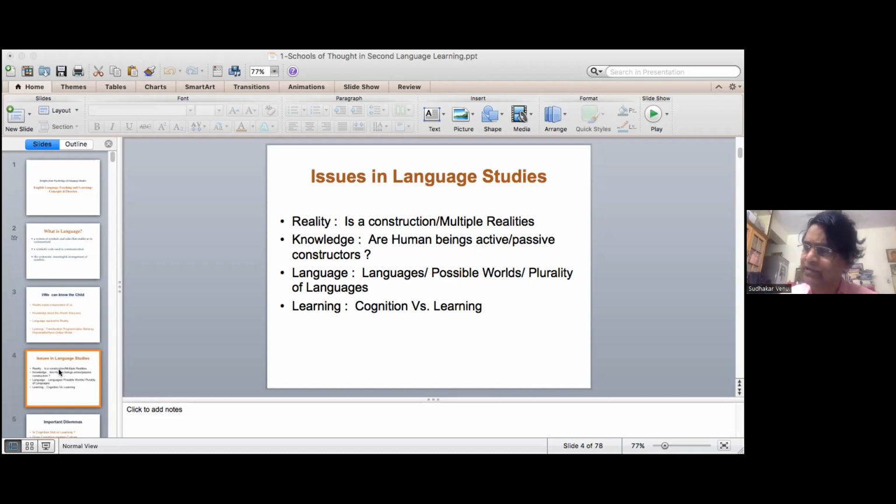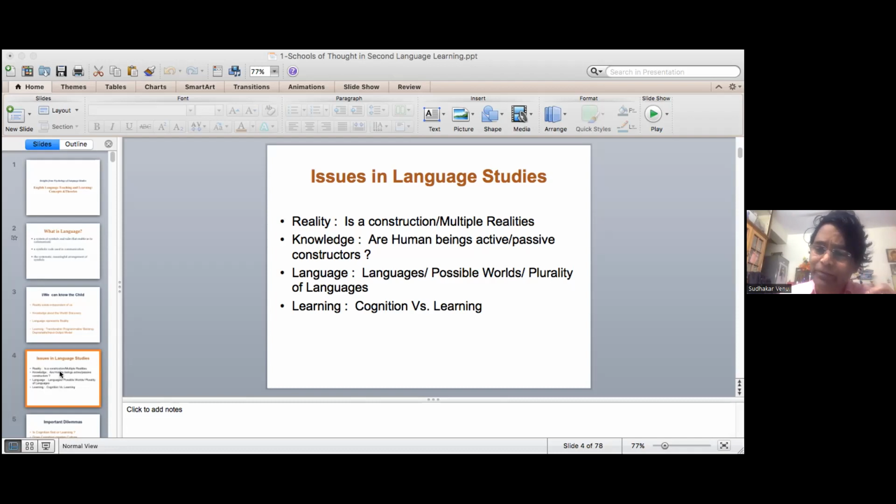Are we passive in constructing our world? Are we dynamic? Are we very active? Again, philosophers have divided into so many camps in addressing this particular question. Friends, these are all related to cognition, learning, and there are very fascinating questions which psycholinguists and philosophers of language have been trying to articulate and also address.